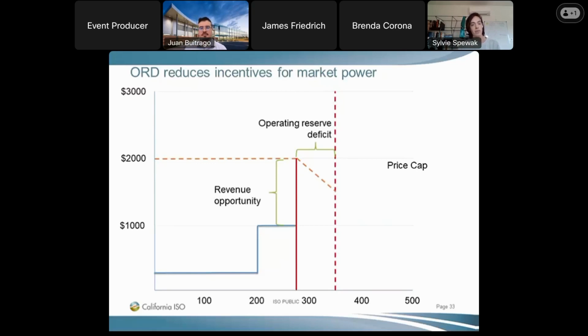JK, this is James, and I would say generally yes, but my preferred language is to flip exactly your statement of preventing withholding, and think of it as maximizing participation. We don't want people to be withholding to trigger scarcity, but generally the incentives are hopefully designed so that during scarce system conditions, you have as many resources offering into the market as possible to be able to resolve those scarce conditions. Thank you. Thanks very much, James.